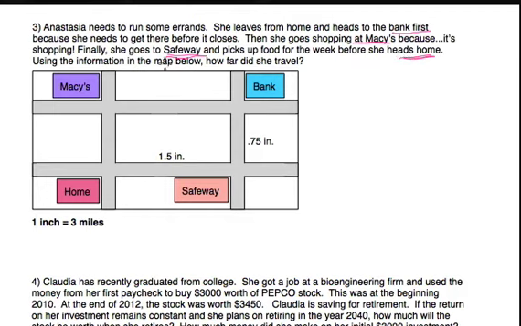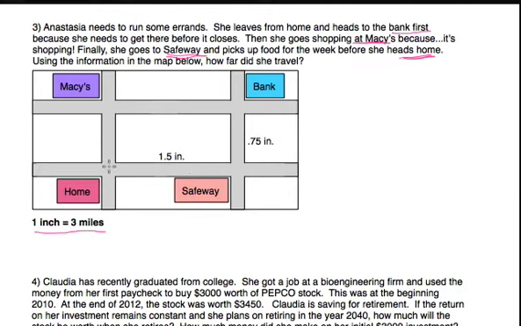Using the information in the map below, how far did she travel? Look at this. If 1 inch equals 3 miles, and to go from one cross street over here is 1.5 inches, and to go from here north is 0.75 inches, we just have to figure out how far she traveled on the map, and use this ratio, or this scale, to find how many miles she traveled in real life. So let's add it up.